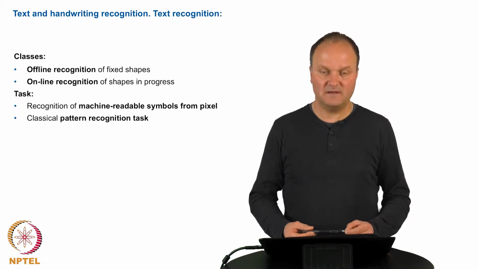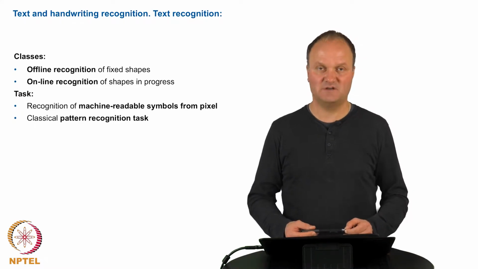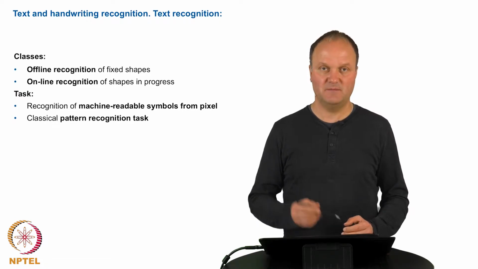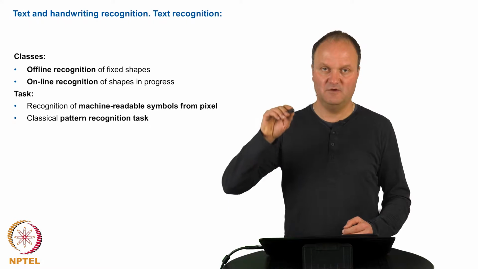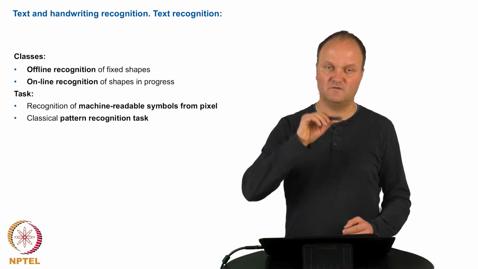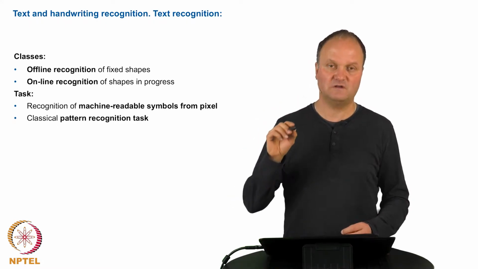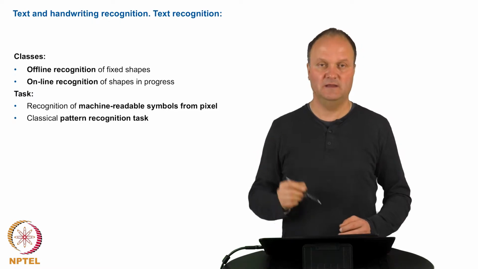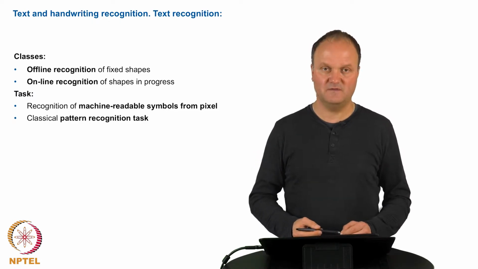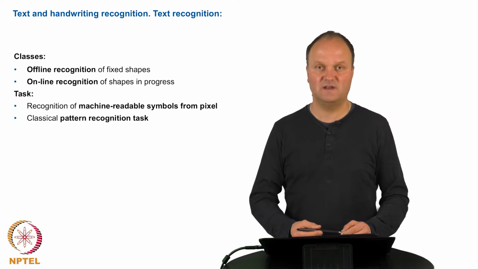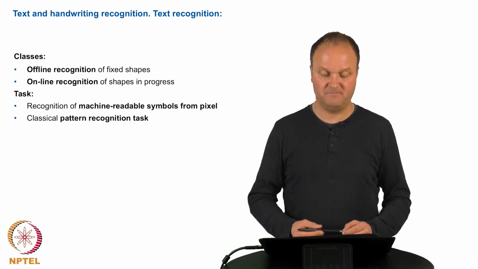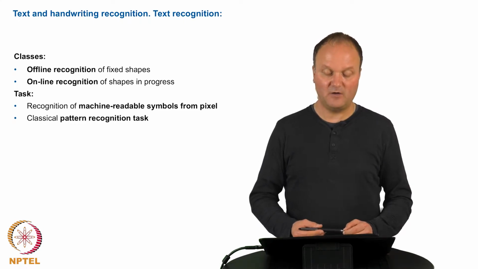So in that case, in addition to the shapes which are being produced, you also have the temporal information, how a shape is produced. For example, if I produce an A, I would always use a certain type of movement. I would always start at one particular point and then end at a particular point. This temporal information, of course, facilitates the recognition process. Other than that, text recognition approaches are very similar to other recognition approaches.